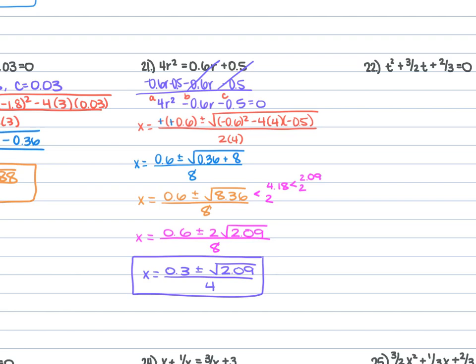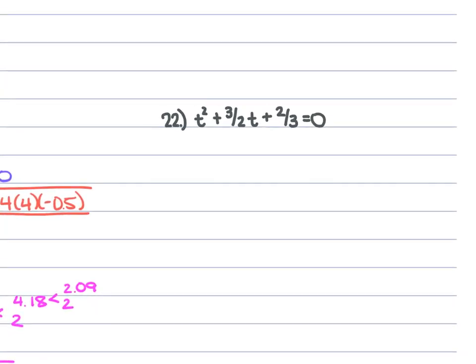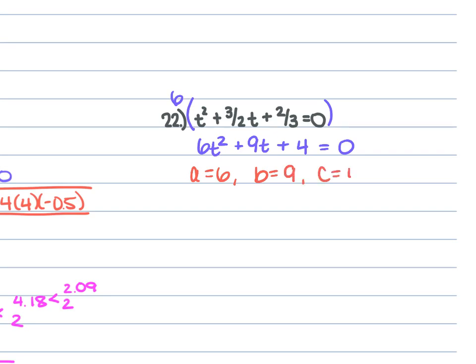For 22, we have t squared plus 3 over 2t plus 2/3 is equal to 0. So I want to start by getting rid of my fractions. By doing this, I'm going to multiply by my least common denominator here, which is 6. So this is going to leave me with 6t squared plus 9t plus 4 is equal to 0. Oh, sorry, the constant is not a 6, this is a 4. Okay, so my A is 6, my B is 9, my C is 4.